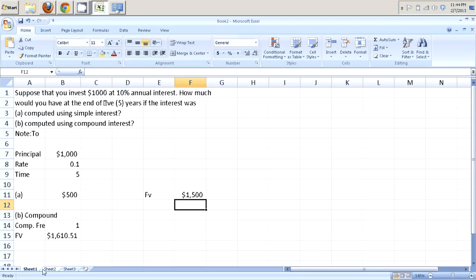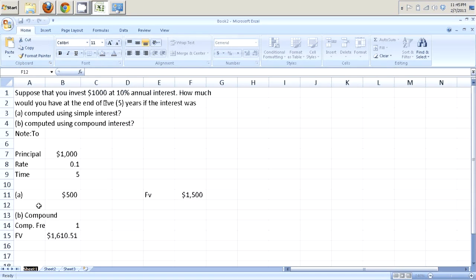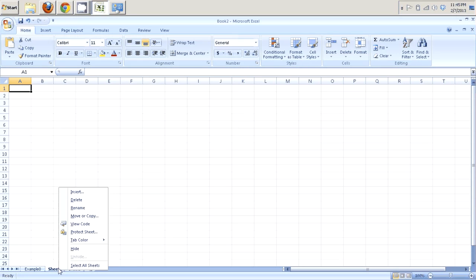Well, so let's rename that one example one. I believe that's example one. Let's call it example zero. Now let's do some example one.